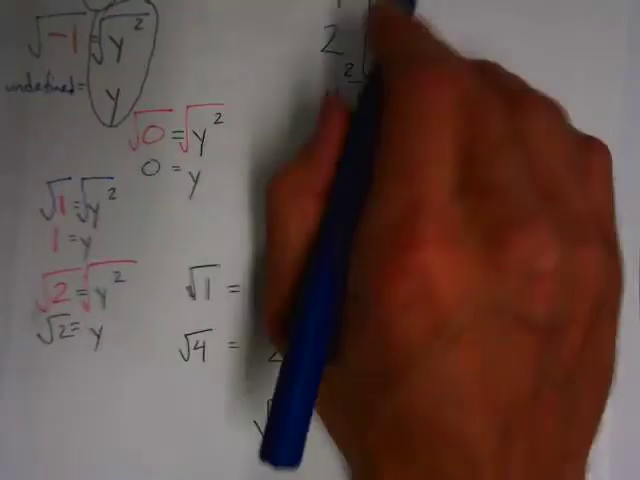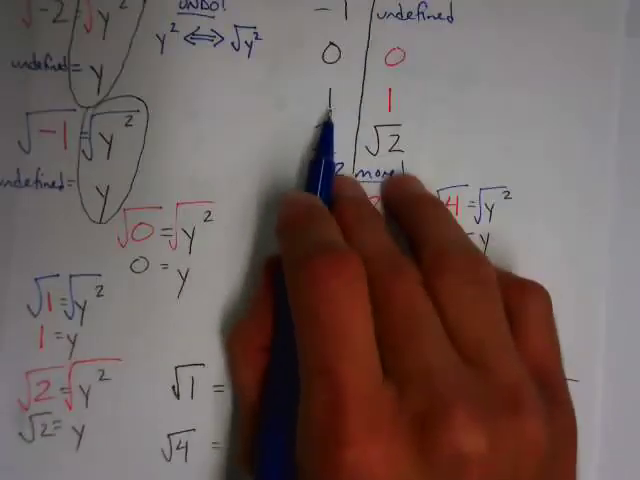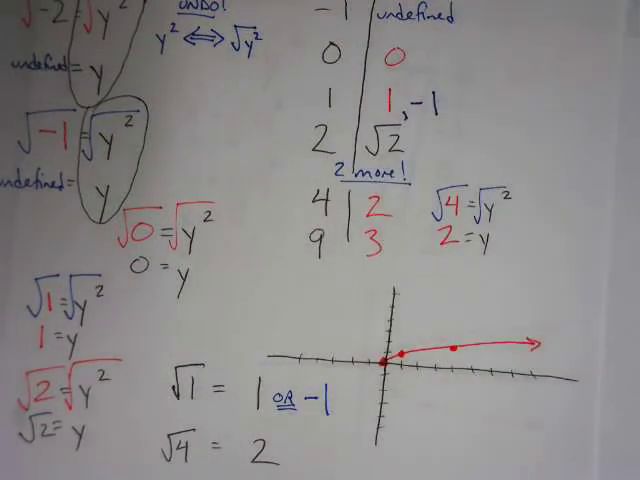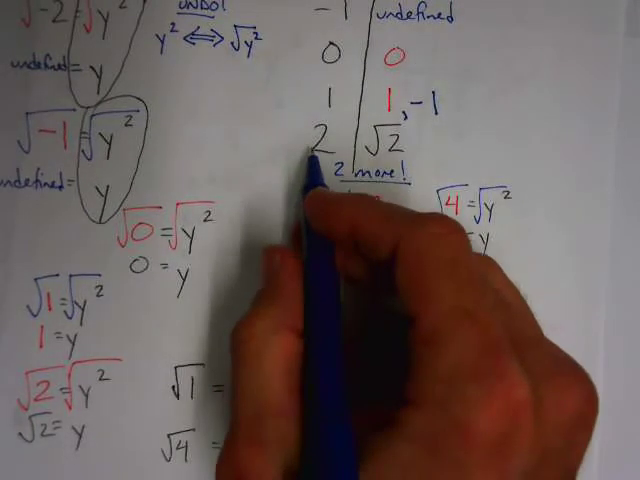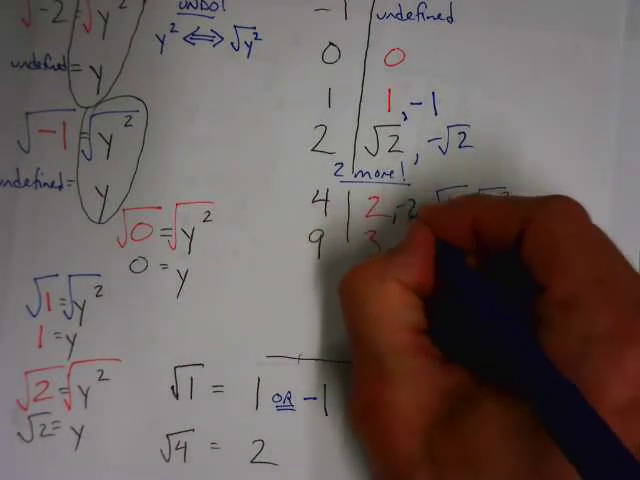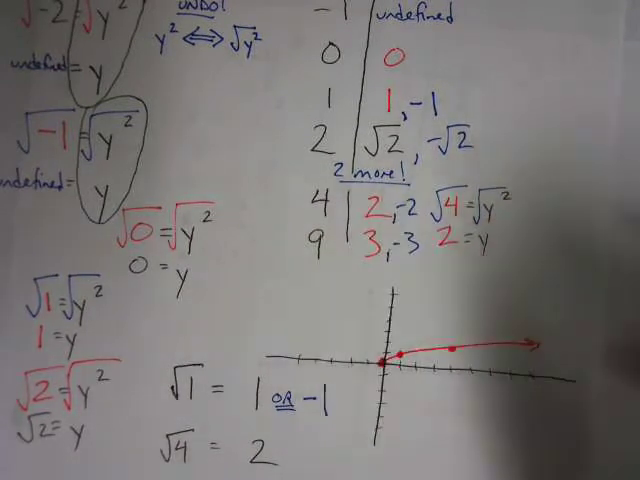So when we're making our table, we forgot to say that if x is 1, y could be 1. Y could also be negative 1. And if x is 2, y could be the square root of 2. It could also be negative square root of 2. It could also be negative 2 here. It could be negative 3 here.